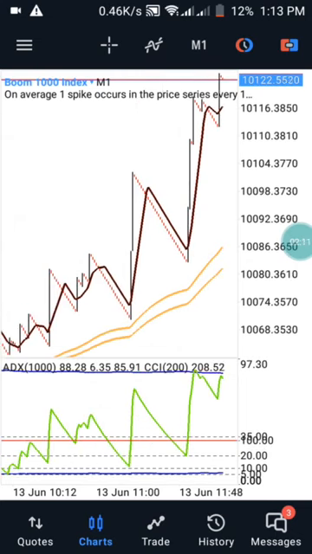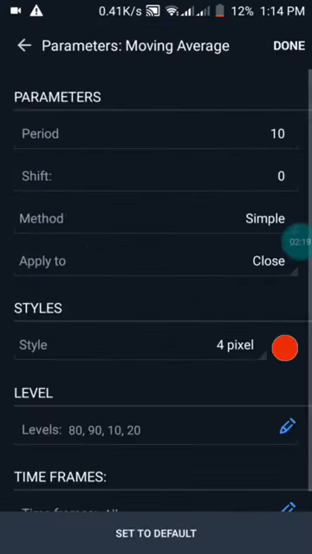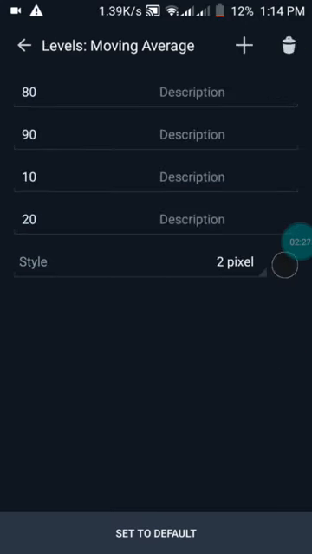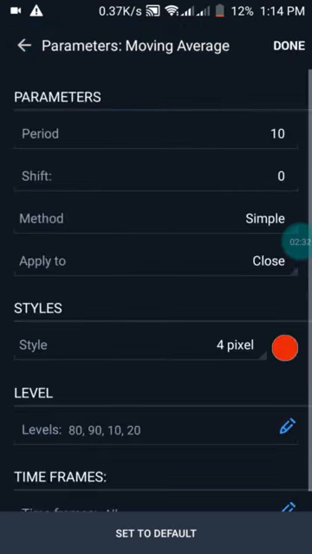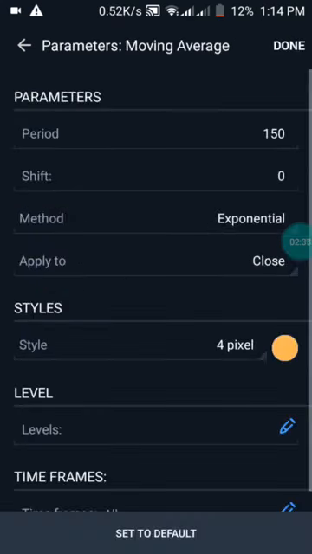Let me show you the settings of the strategy so that you can easily set it up on your chart. For our settings, on our main chart the first moving average has the period of 10, shift of 0, method simple, apply to close. We have our levels in different colors here, which are 80, 90, 10, and 20. You might not set any level because it is a moving average. Also we have the second moving average, which has the period of 150, shift 0, exponential, apply to close, and yellow as our color.